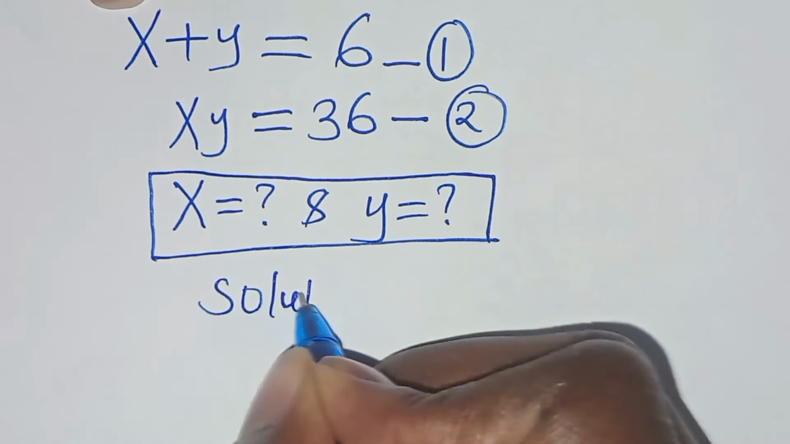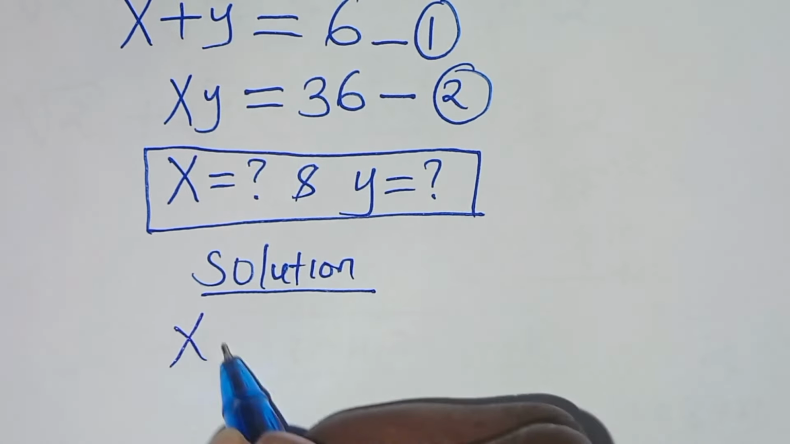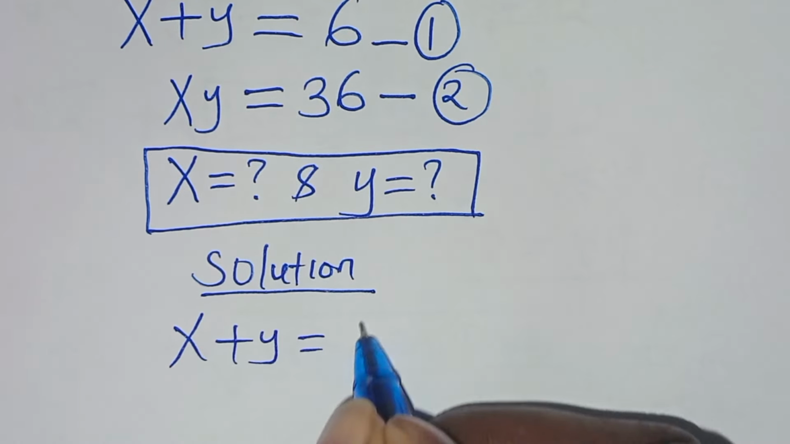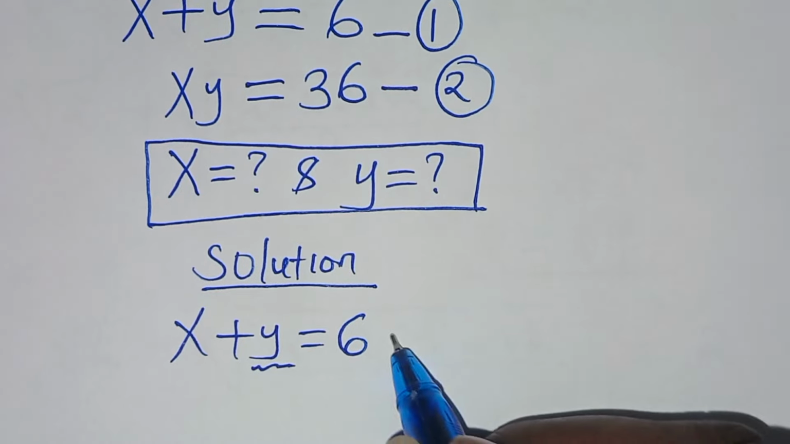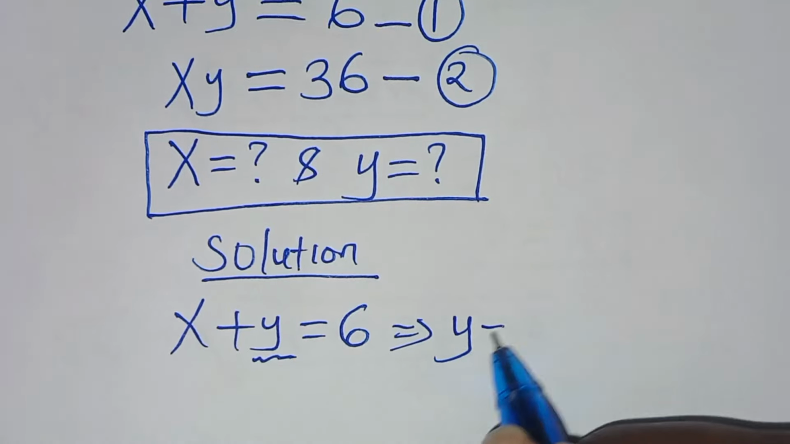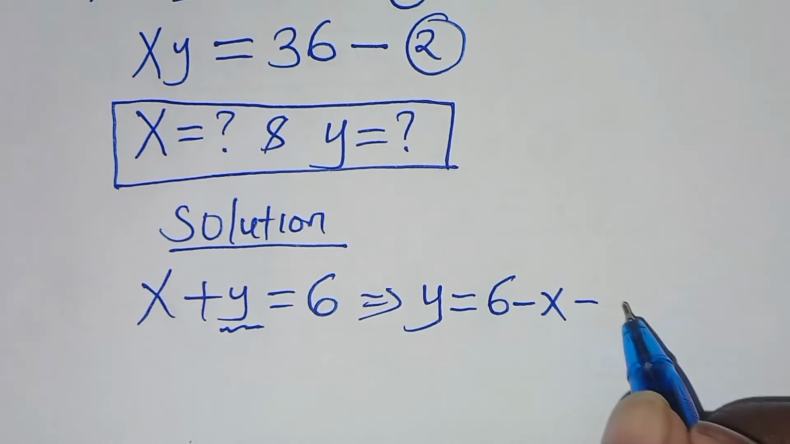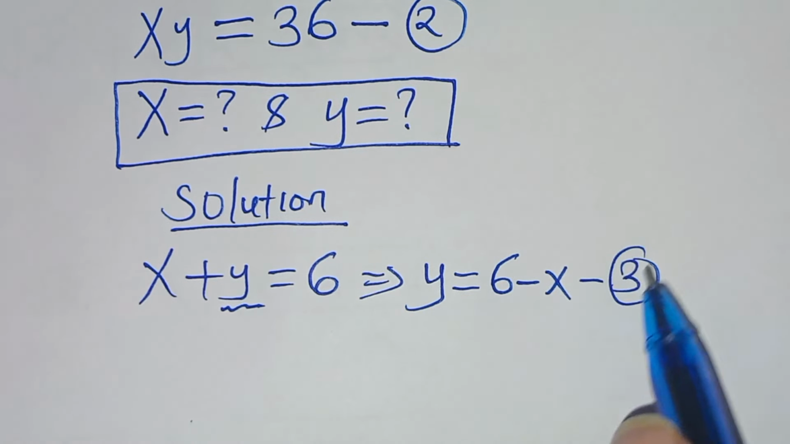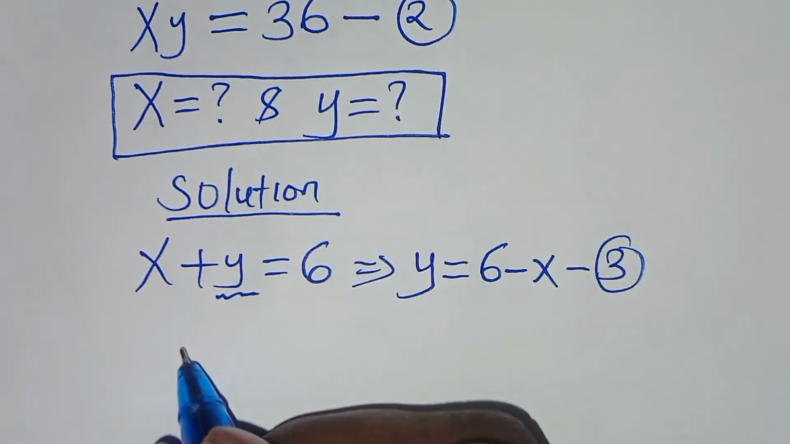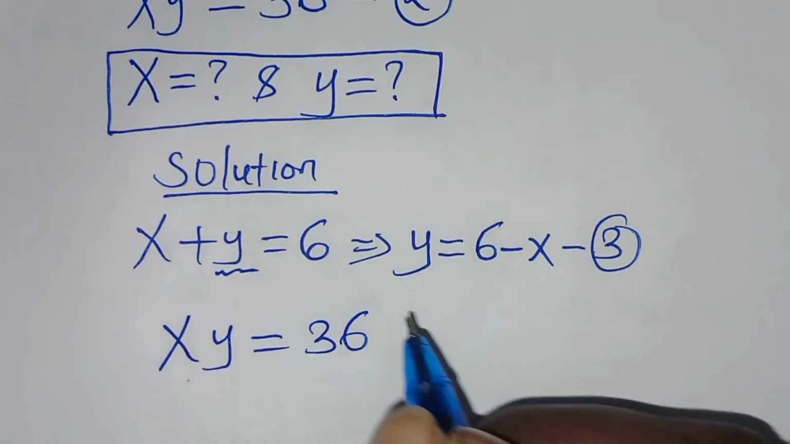Solution from here, from equation 1, which is x plus y equal to 6, let's make y the subject of the formula so that we have y equal to 6 minus x. Let's call this equation 3. Let's substitute equation 3 into equation 2. Remember, equation 2 is x times y equal to 36.